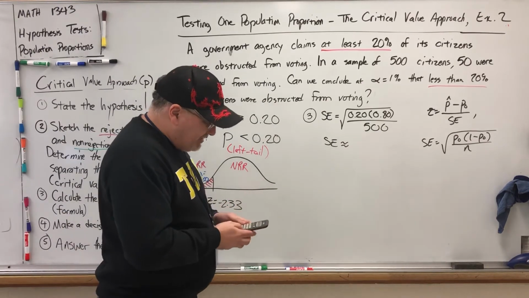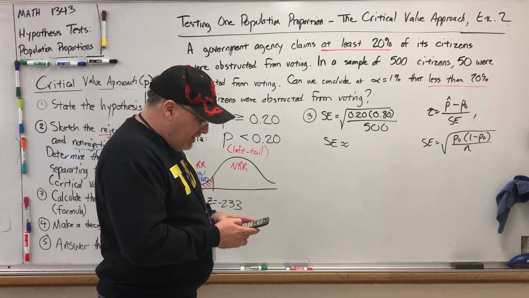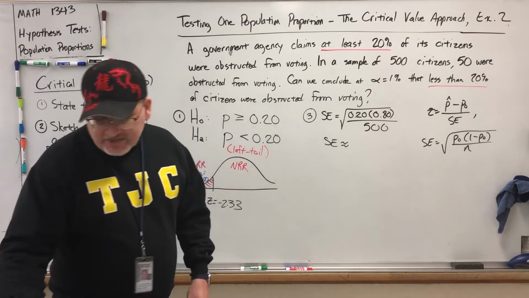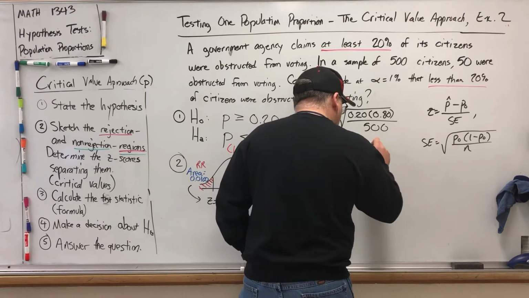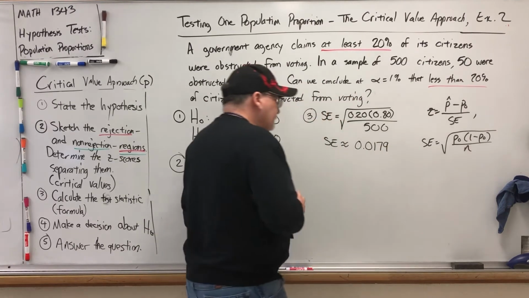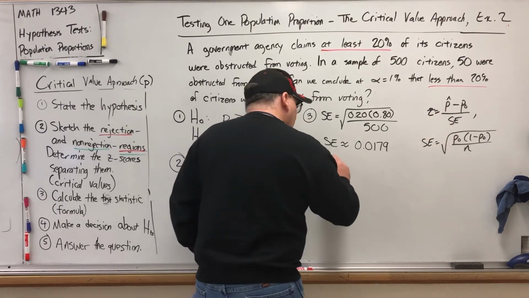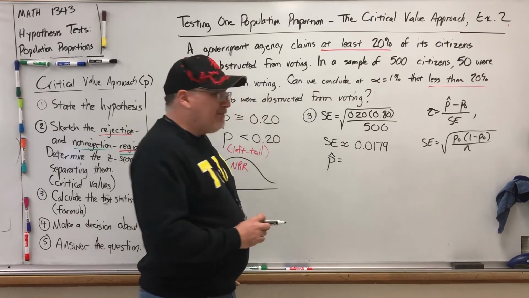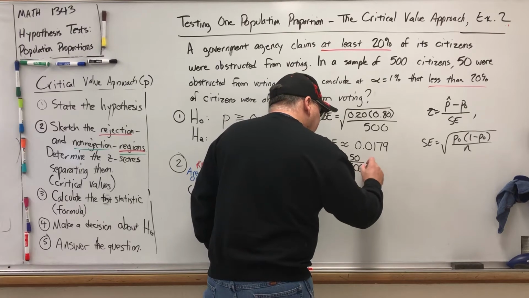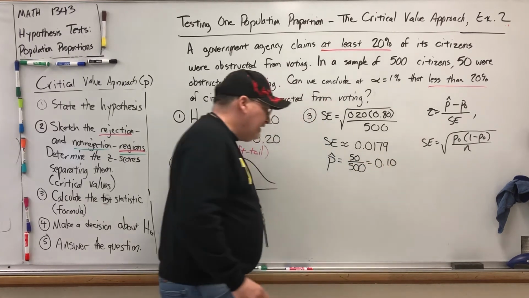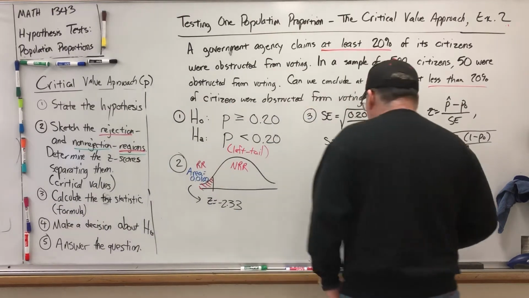So let's see what our standard error is approximately. My advice is to calculate the inside of the square root first. 0.20 times 0.80 divided by 500 equals, and then square root that answer to 4 decimal places, 0.0179. Now, in order to calculate our test statistic, we need to calculate p hat first. P hat is the percent of the sample with this characteristic. It was 50 out of 500, that's 10%. And by the way, if the decimal didn't end, we would round it to 4 decimal places.